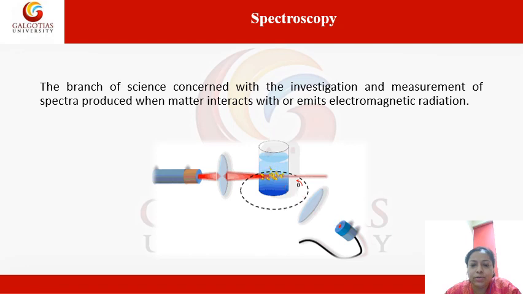Now, what is spectroscopy? It is the branch of science which is concerned with the investigation and measurement of spectra produced when matter interacts with or emits electromagnetic radiation. As you can see in this diagram, that is what spectroscopy is.